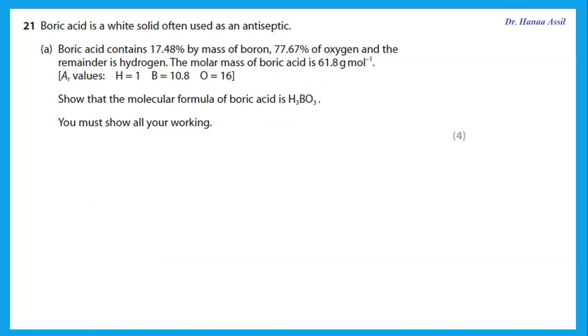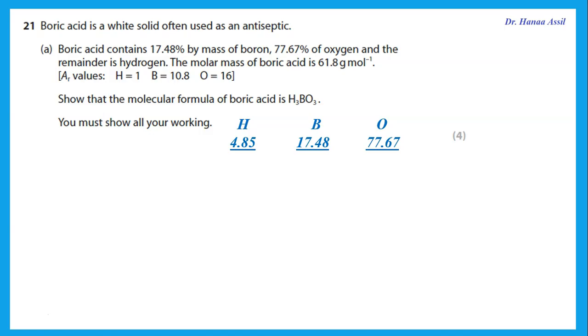Boric acid is a white solid, often used as antiseptic. Boric acid contains this percent by mass boron, percent by mass oxygen, and the remainder is hydrogen. Show the molecular formula. So, what should we do? We should get the empirical formula first.